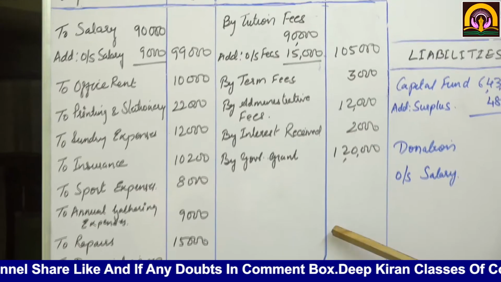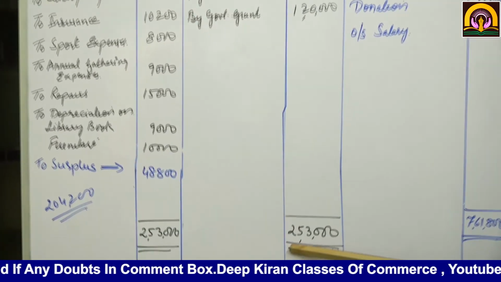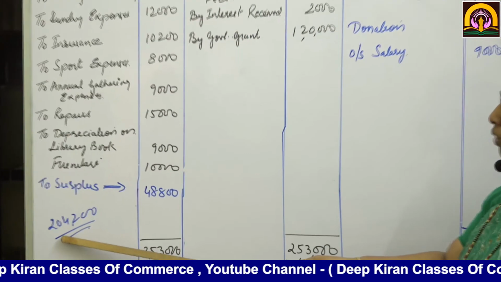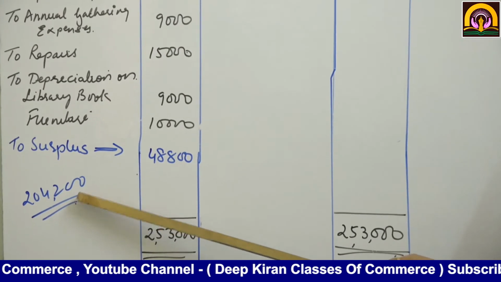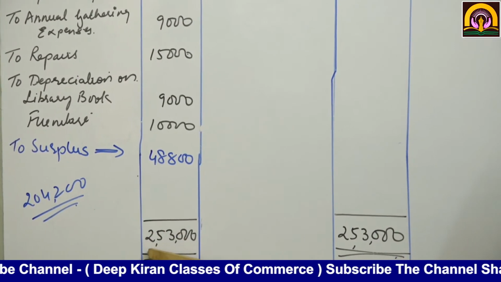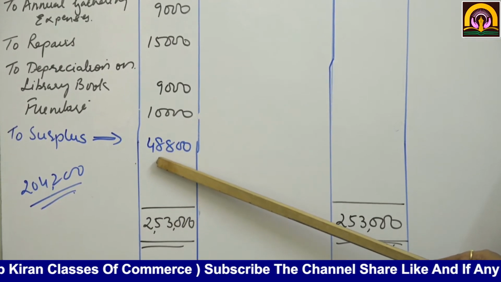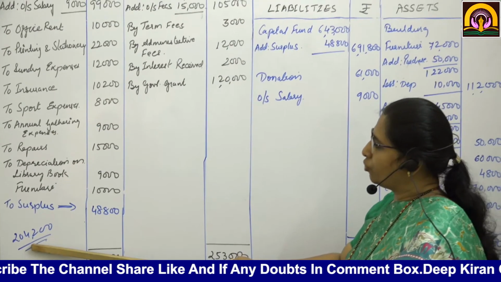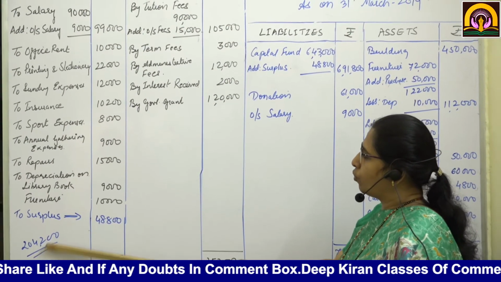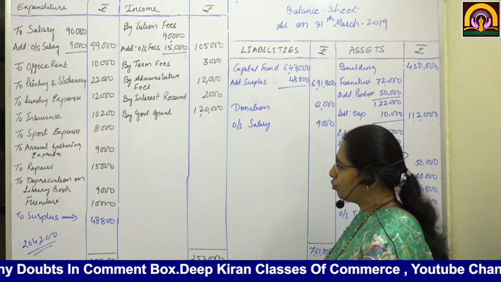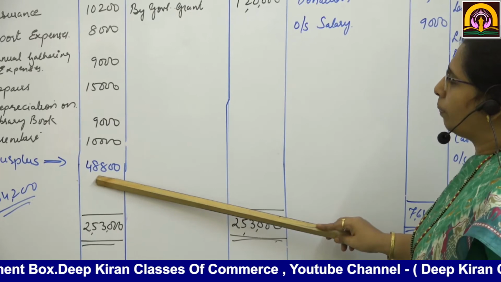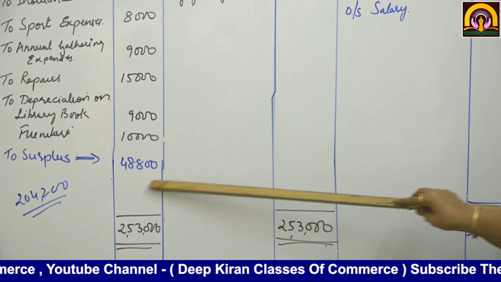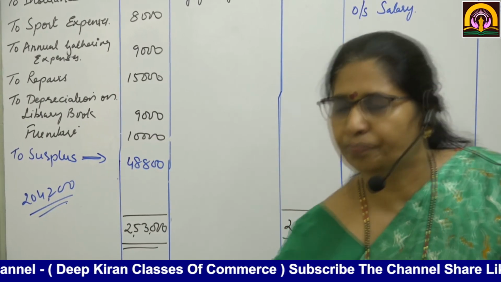So if you add up the income side, it comes to 2,53,000. The debit side total comes to 2,04,200. If you subtract it from 2,53,000, you will get the surplus amount. Why surplus? Because expenditure is less. This total comes to only 2,04,200, whereas this total comes to 2,53,000. So there is a surplus of 48,800. Is it clear? This will be our surplus.